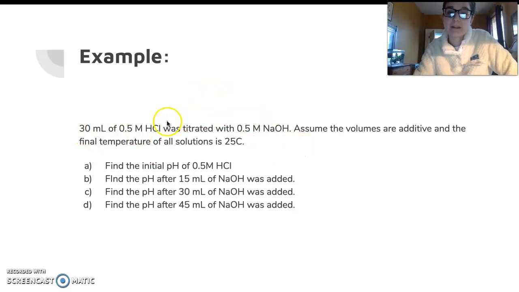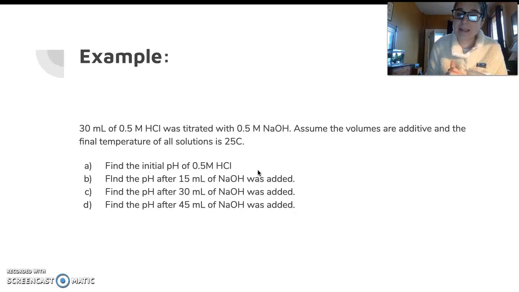So we have the initial concentrations of everything. What we want to find is the pH in this problem. So we want to find the initial pH of the 0.5 molar HCl. We want to find the pH after 15 mL of our base was added, after 30 mL of the base was added, and after 45 mL of the base was added.